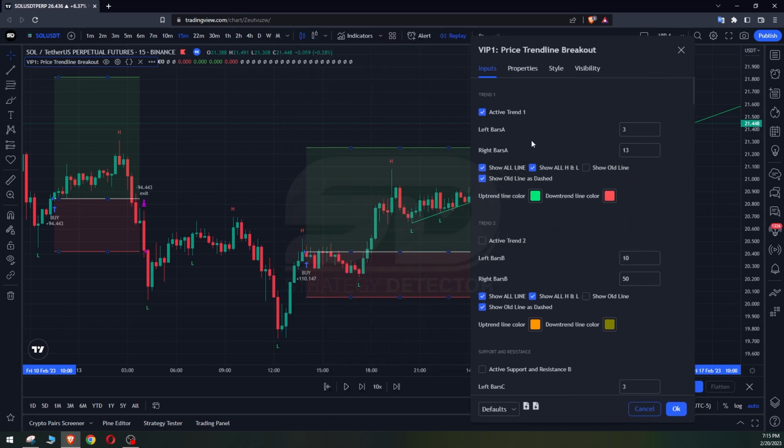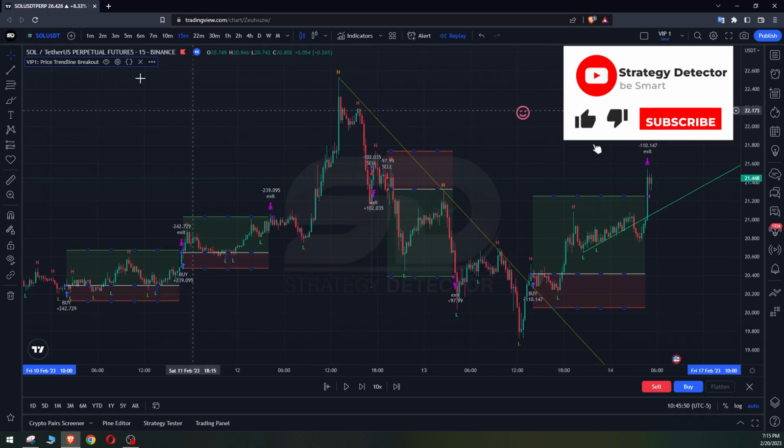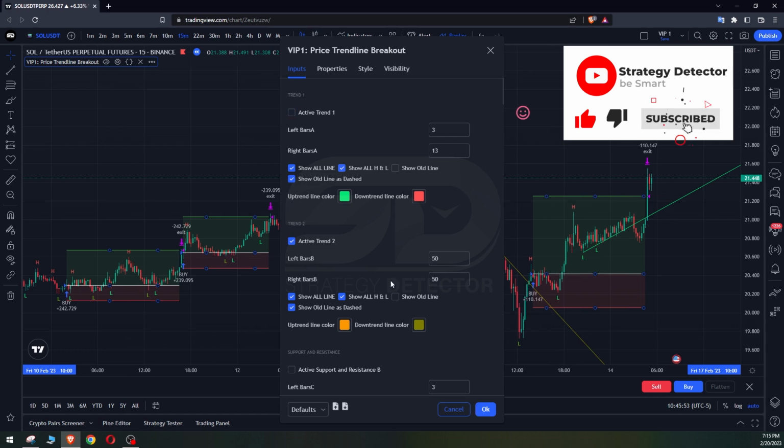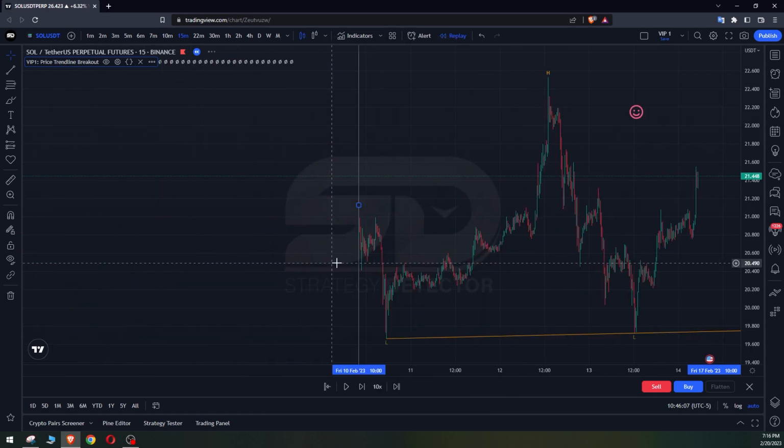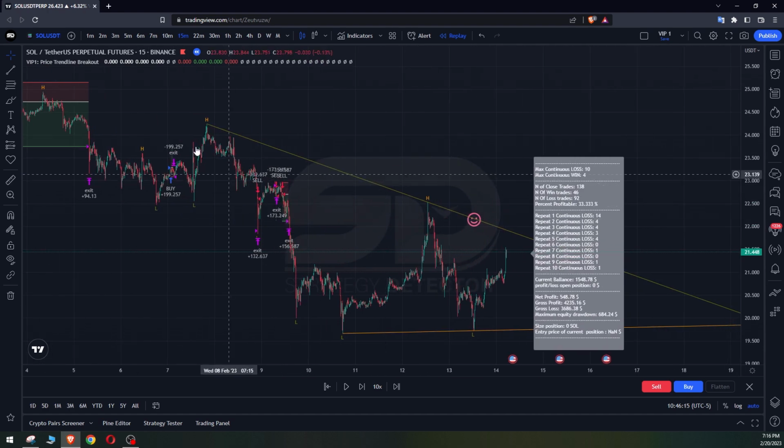This is our smaller trend line. We can also add the bigger trend line to our strategy. We can choose bigger numbers for our second trend line. For example, if we choose 50 and 50 for this one and turn off the small trend line, now you see the bigger trend line in the chart. The bigger trend lines are activated in the chart.